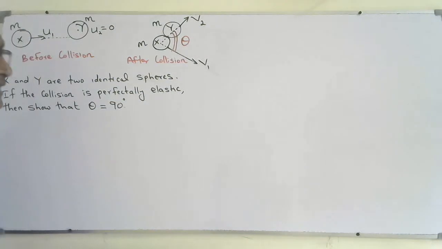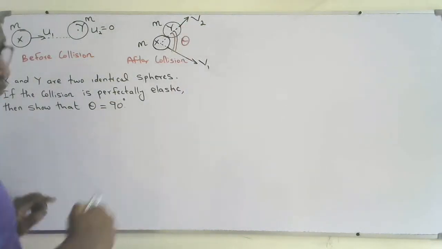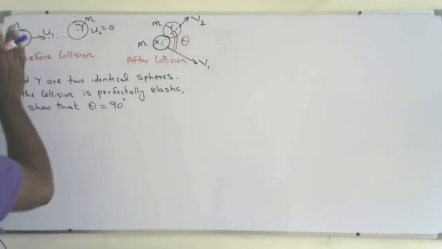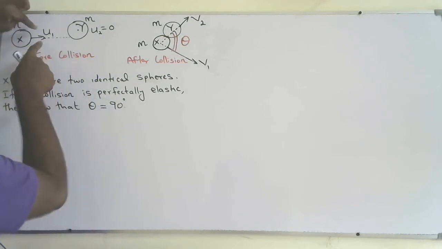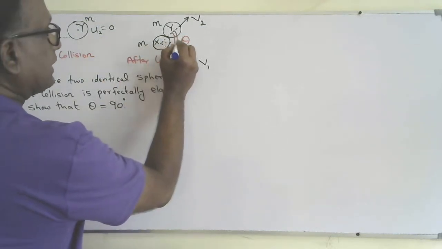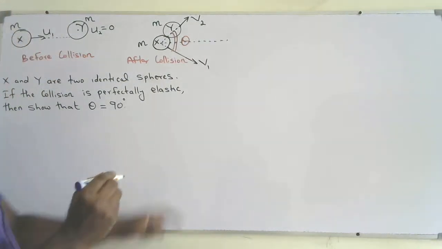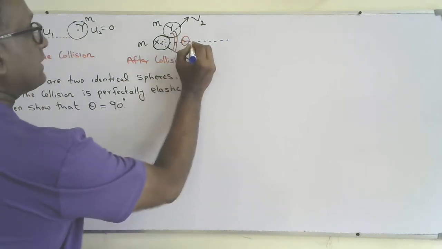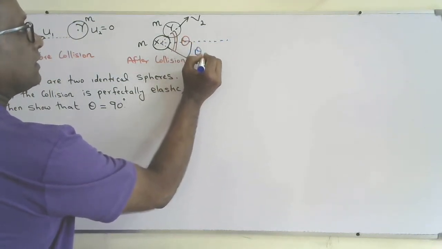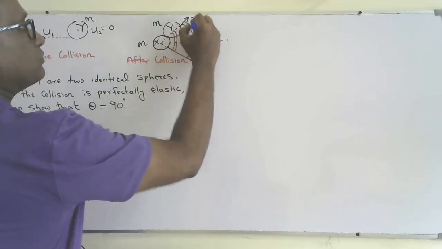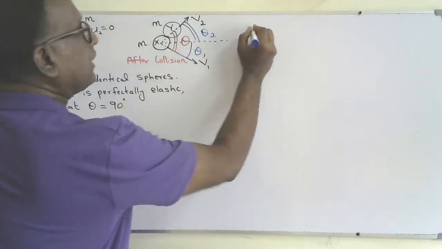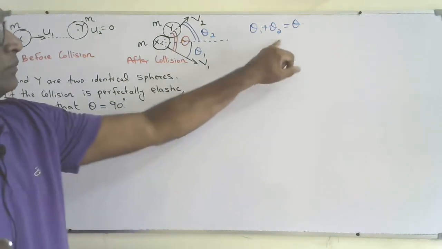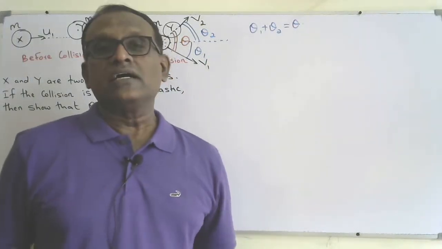After collision, the angle between the two velocities is given as theta. The initial direction of velocity u1 is shown in the horizontal direction. So I can draw a line here like this. The direction of velocity v1 makes an angle with this line, the initial direction of velocity of X, which I call theta 1, and this angle is theta 2. So theta 1 plus theta 2 equals theta. I need to show that theta 1 plus theta 2 equals 90 degrees. If I show that, that's the final answer.